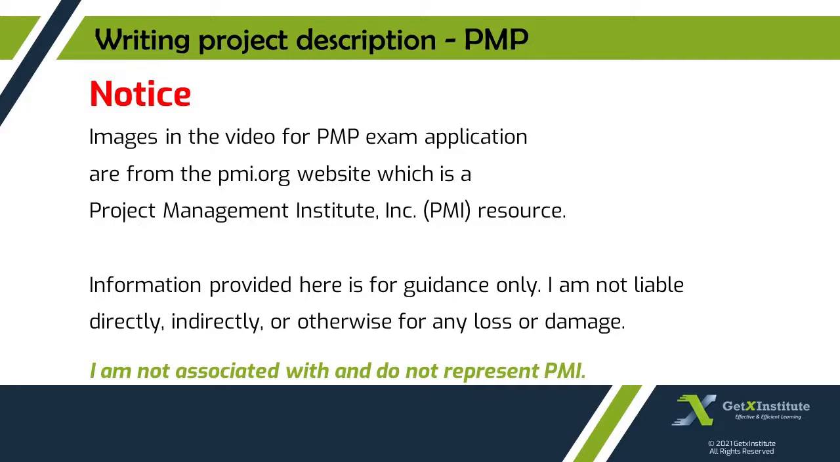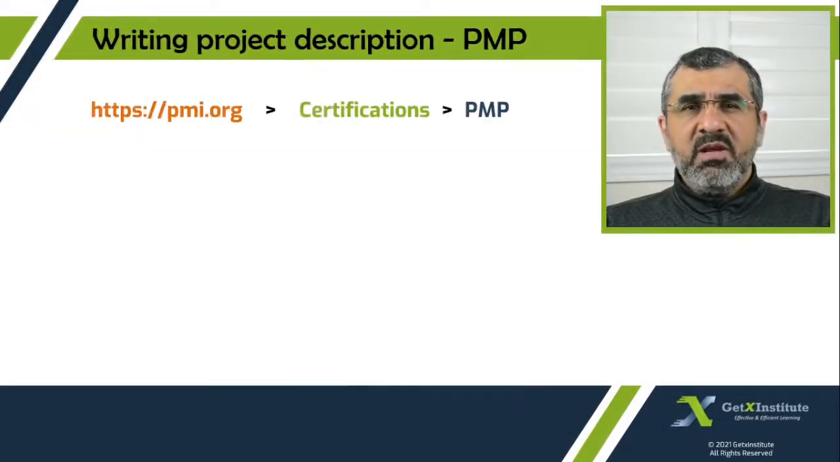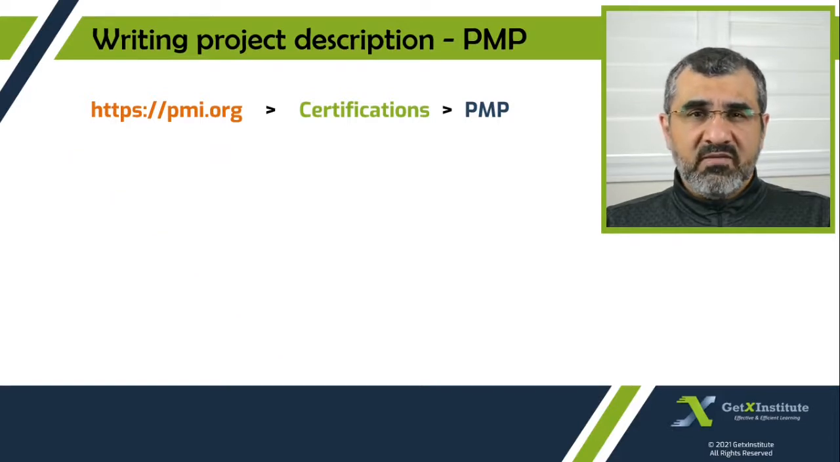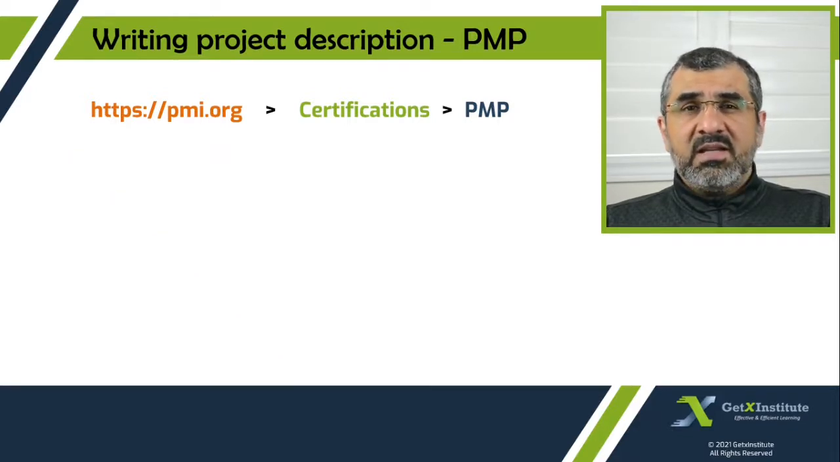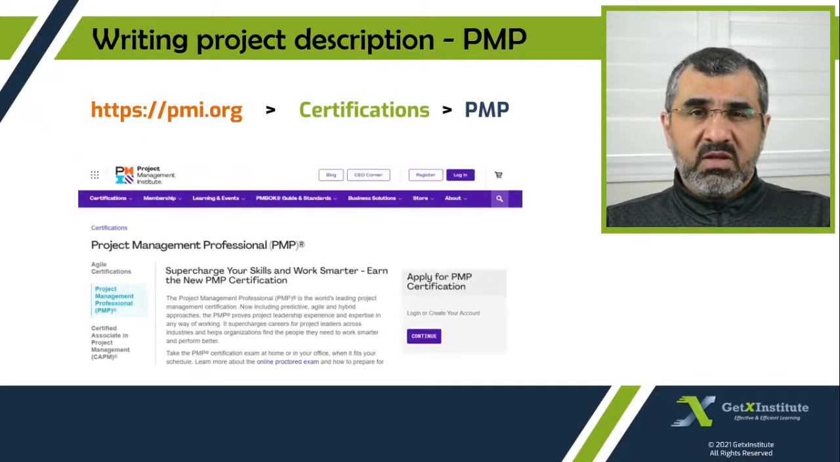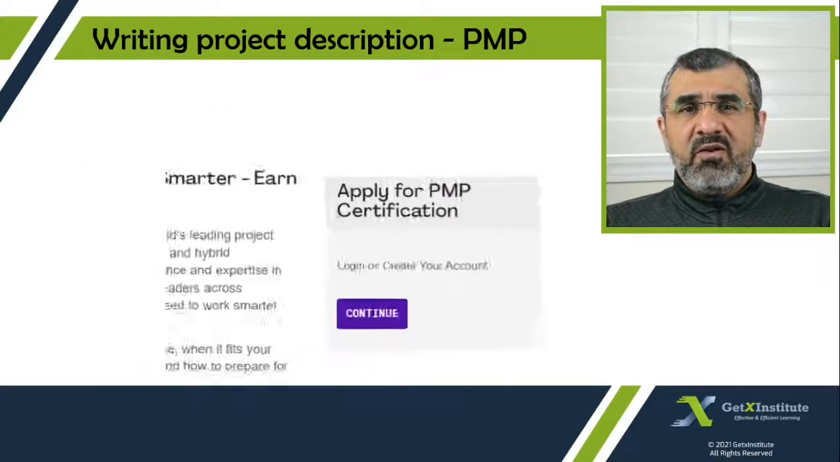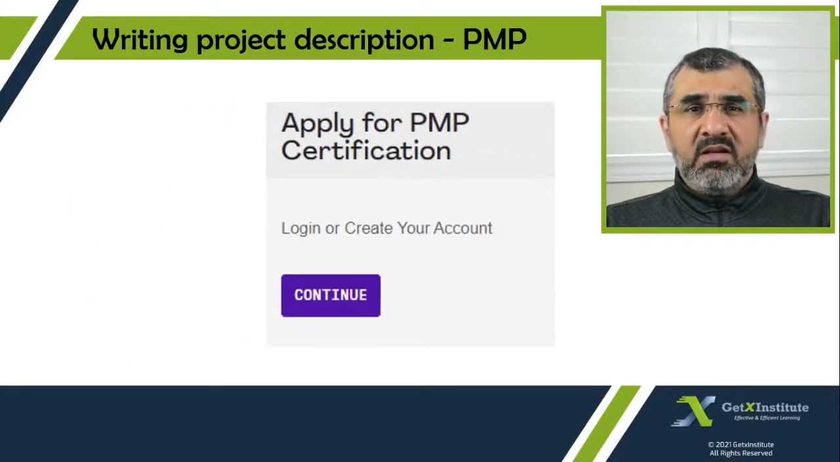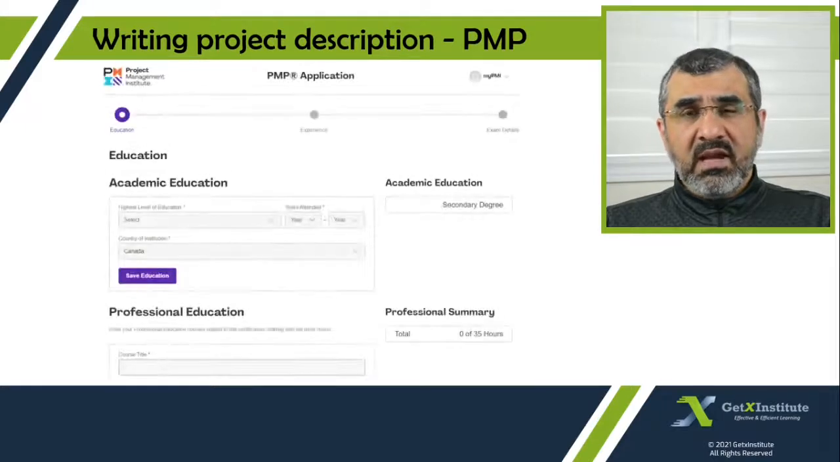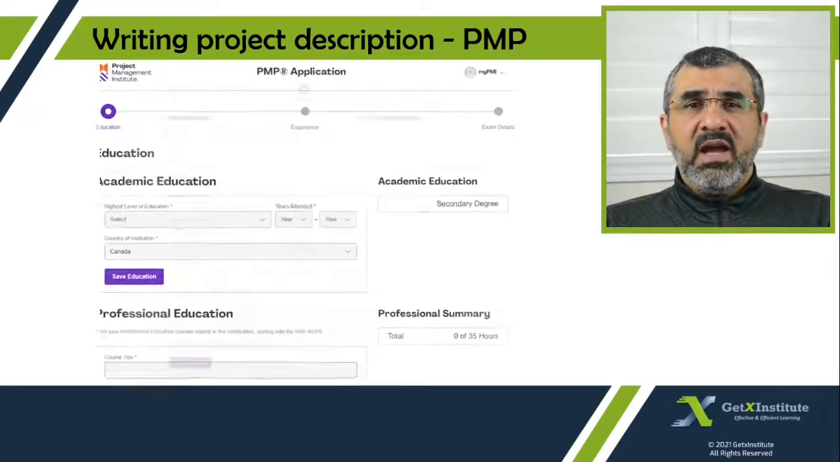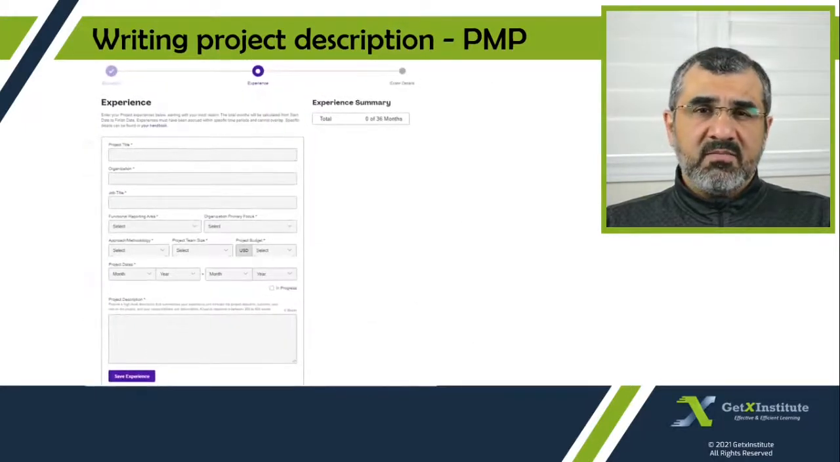Okay, so let's look at how to write a good project description. You will have to go to your PMP application. Simply go to the pmi.org website and from the top menu select certifications. Under that, select Project Management Professional or PMP and you will reach the page shown here. Go to the section where it says Apply for PMP certification. Continue to log into your account, enter the education requirements and get to the Experience section.